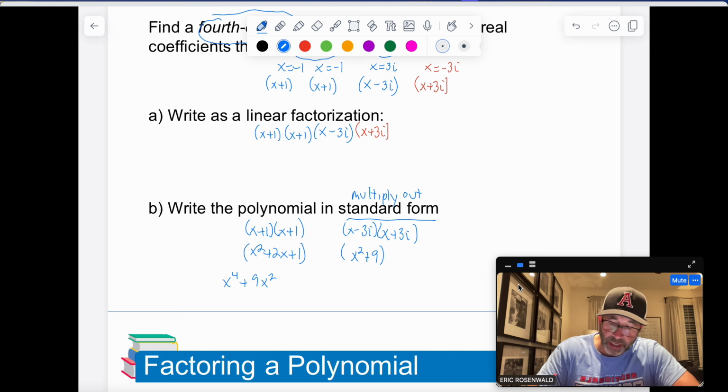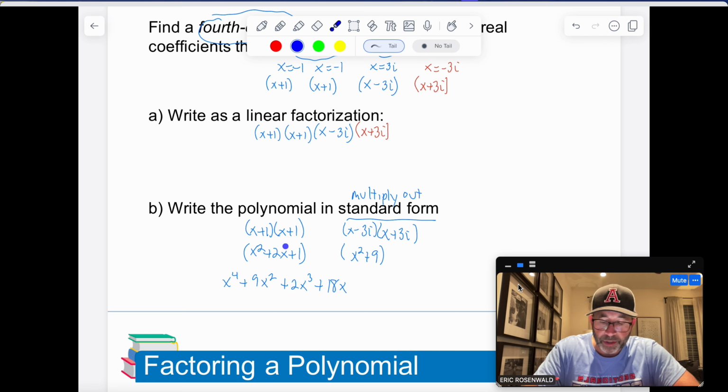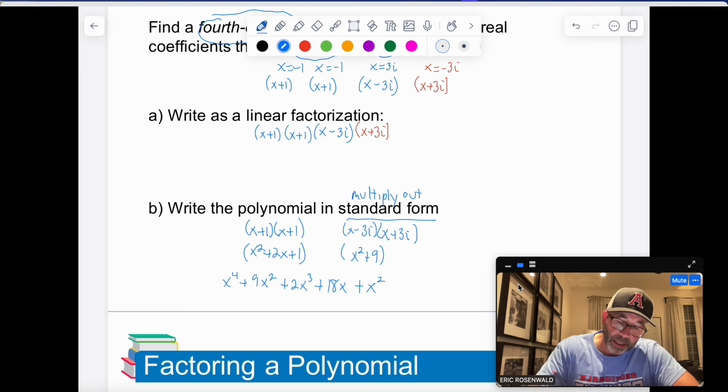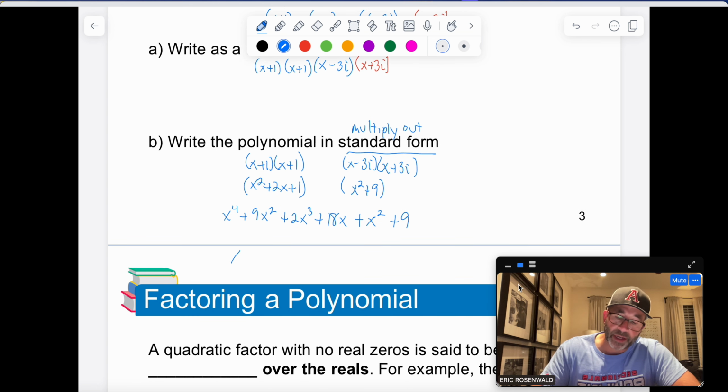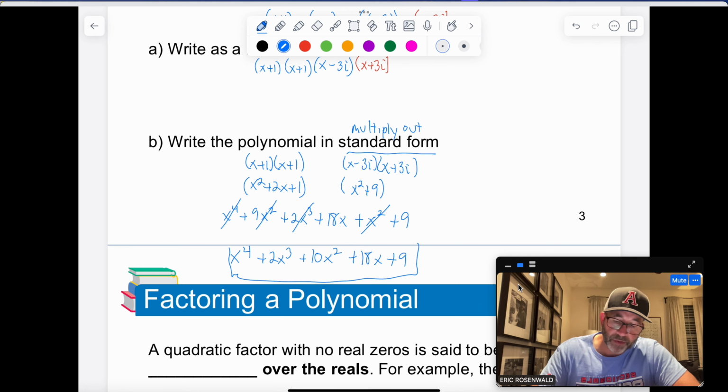So that's going to give us a 2x cubed plus 18x. All right. Next, we're going to take the 1 and distribute it out to that binomial there. So we're going to have 1x squared and 9. So we'll have 1x squared and a 9. And then we can go ahead and put things together that belong together. So we're going to have x to the 4th. Okay. We'll have 2x cubed. We're going to have a 10x squared. That's from these two. And then we're going to have an 18x and a positive 9. And this should be our final answer.